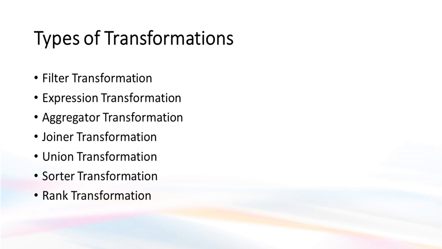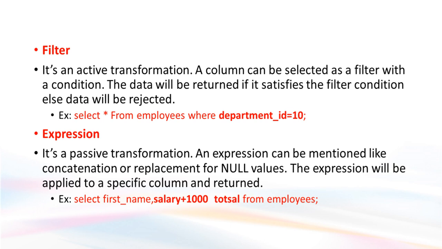First of all, filter transformation. It is an active transformation. Why are we calling it an active transformation? Because we are filtering the records. So the number of records in the source and target tables may not be equal. A column can be selected as a filter with a condition. The data will be returned if it satisfies the filter condition, else the data will be rejected.